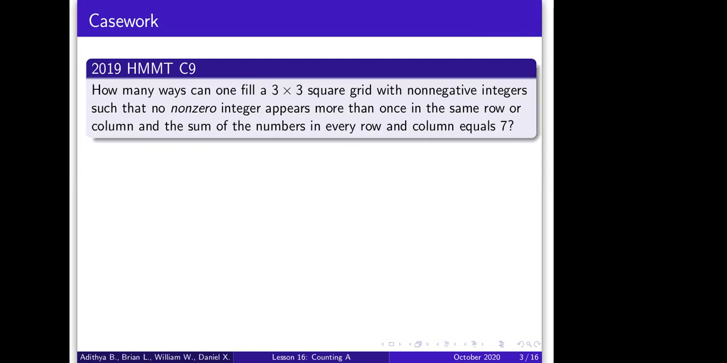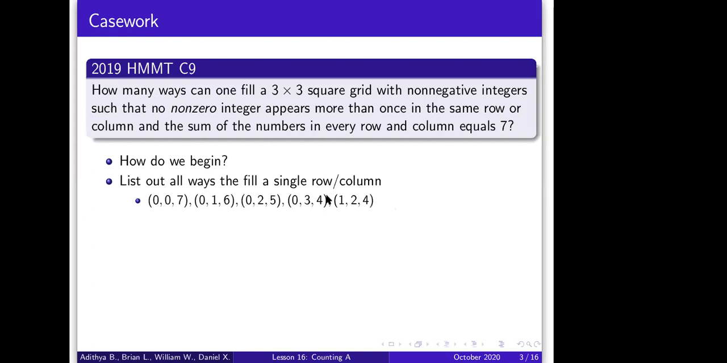So we want to fill in a grid with non-negative integers such that no non-zero integer appears more than once in any row or column. So how might we want to begin? Well, because we want to take cases, we need to first figure out what ways we can fill a row. It turns out that there are only these 5 ways to fill out a single row or column, up to permutation. And also note that the last one is the only one that doesn't contain any zeros.